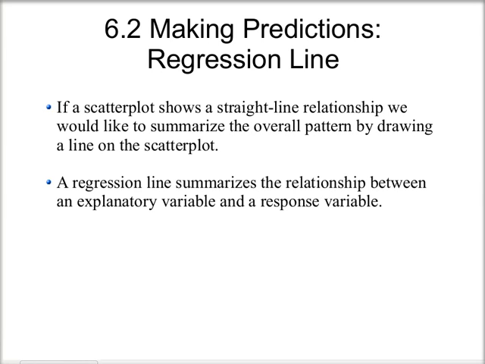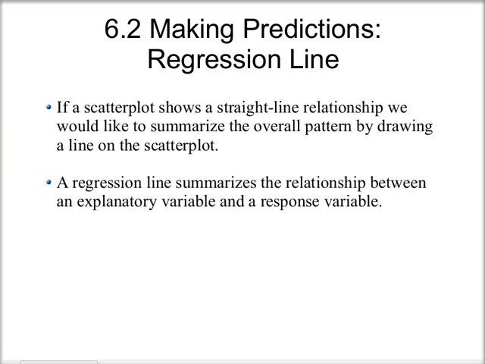In the last section, we looked at creating scatter plots. In this section, we're going to look at adding a line to our scatter plot called the regression line. If a scatter plot shows a straight line relationship, we would like to summarize the overall pattern by drawing a line on the scatter plot. And I kind of hinted at this in the last section.